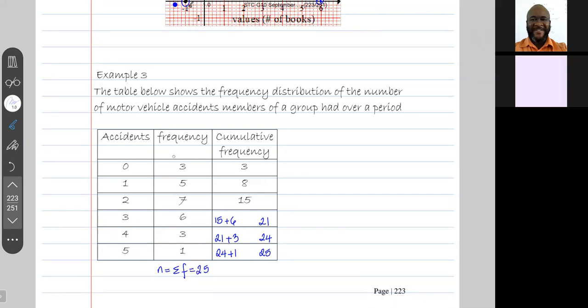So the frequency is the number of persons, and the number of accidents is the value. The value is the number of accidents. So persons had between no accidents and even up to 5 accidents.